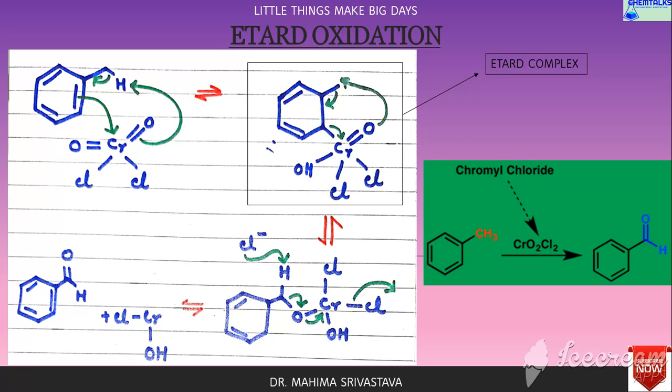Now, the Étard reaction mechanism. Let's see a little detailed mechanistic process. The reaction with chromyl chloride forms the precipitated Étard complex. This is the first step of the mechanism, as you can see in the figure.